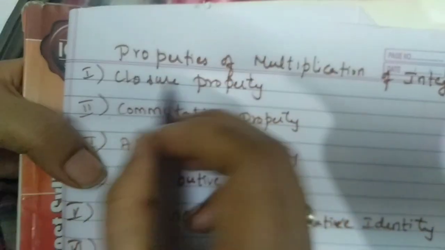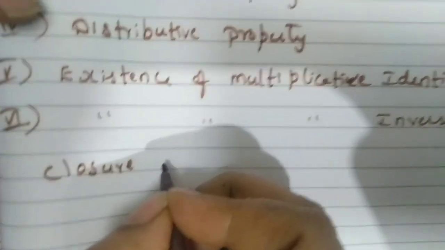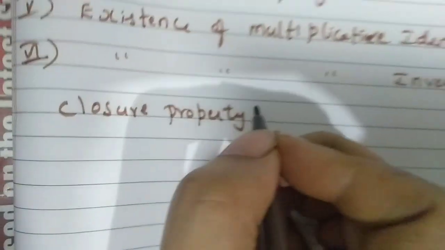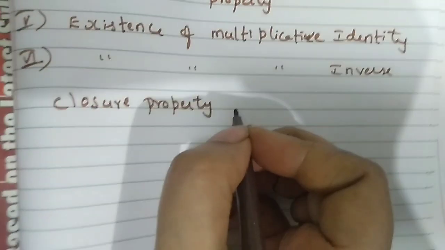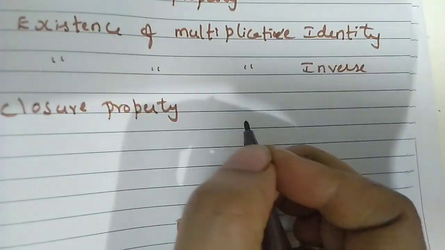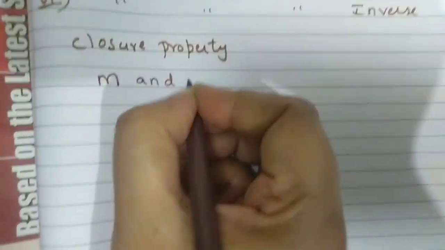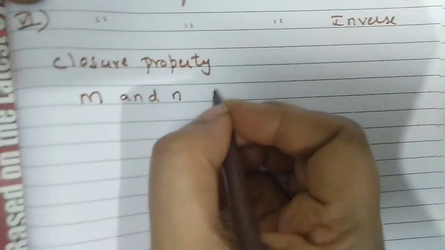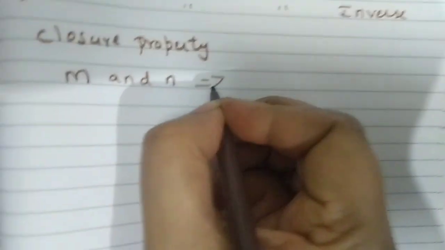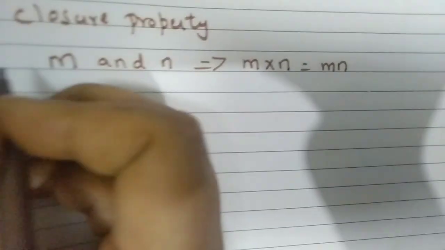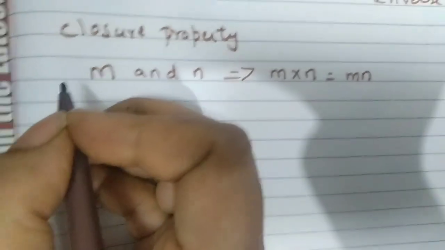Let's go to the first property, which is the closure property. These are all the properties of multiplication of integers. Now let's try and understand this closure property. So the multiplication of two integers under this property always gives you an integer. Let's say, for example, m and n are two integers. So if these are the two integers, we express it like this: m into n gives you mn, according to the closure property of multiplication.